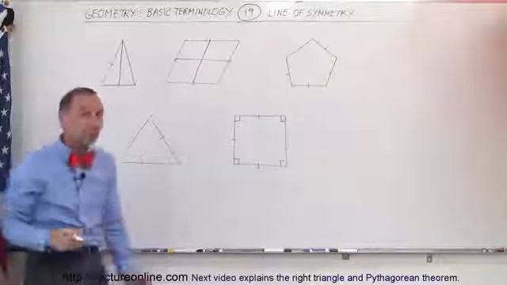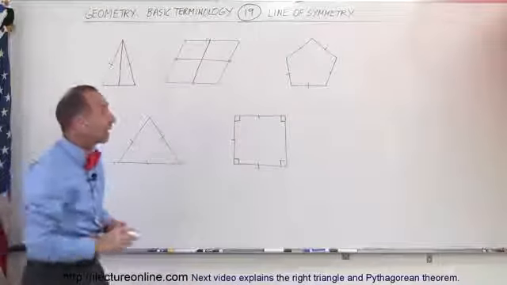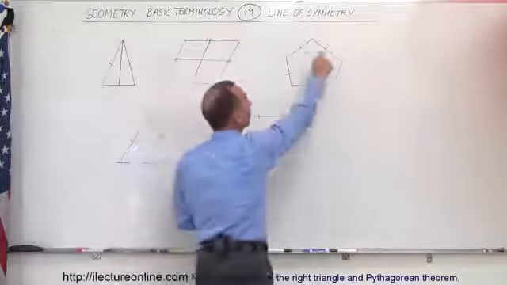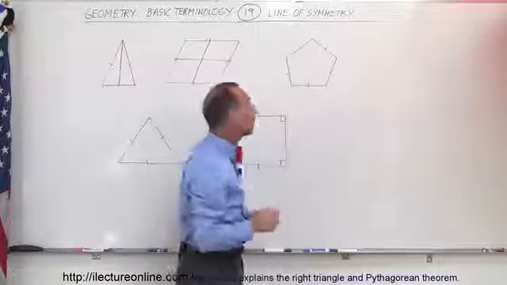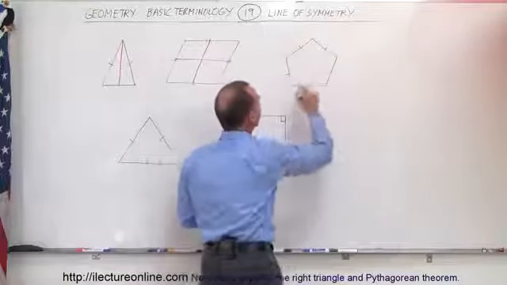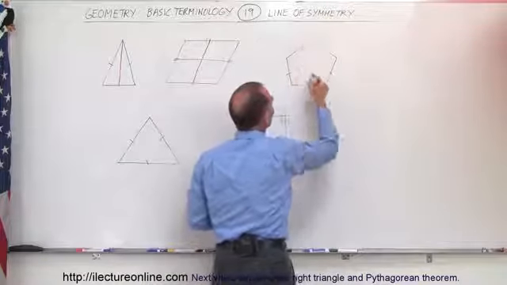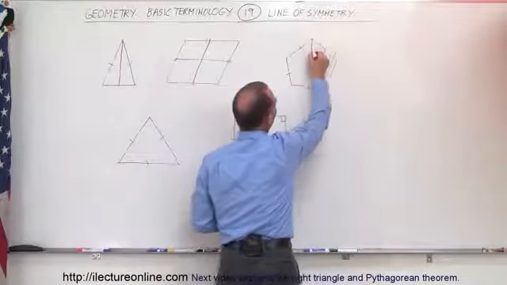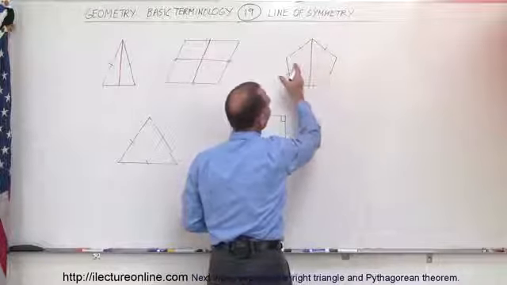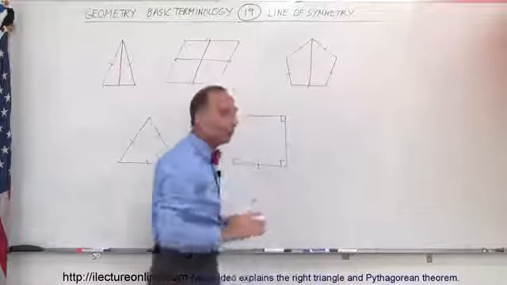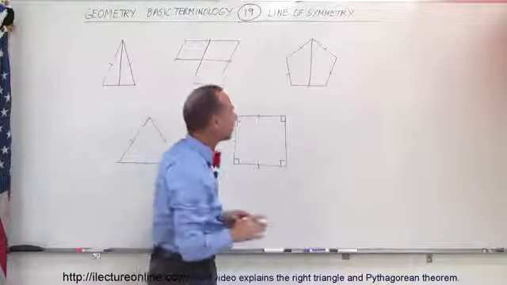How about a pentagon? Can we do it with a pentagon? The answer is yes, because all the sides are equal in length, so they're all congruent, and all the angles are equal to one another. So therefore, if we draw a line from the vertex to the base on the other side, like this, you can see that you can divide this pentagon in 2 exactly equal shaped halves.